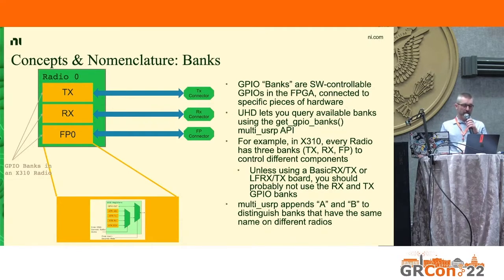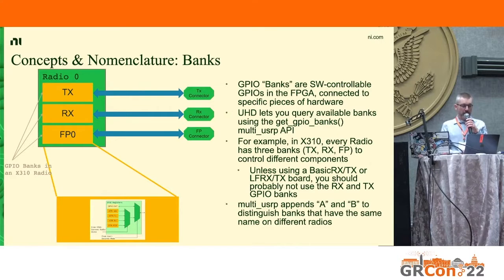So for example, on the X310 and the X410, we have 3 of these banks. We have one for TX, one for RX, and one for the front panel connector. And they are actually physically connected to the TX connector, the RX connector, and the front panel connector. So despite the name, they all support all the radio states. So you can say the TX connector GPIO state should also change when we're receiving. That might be useful because you need to, I don't know, do some isolation or something. So these are completely programmable with respect to those states.